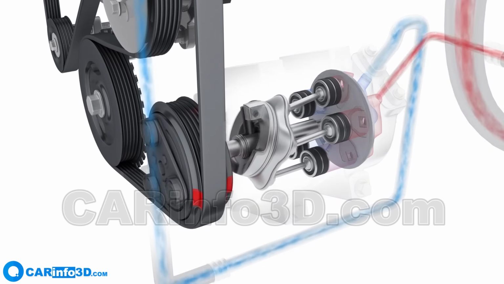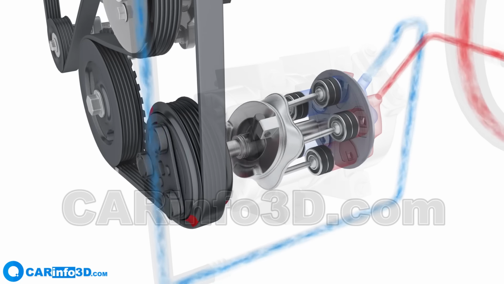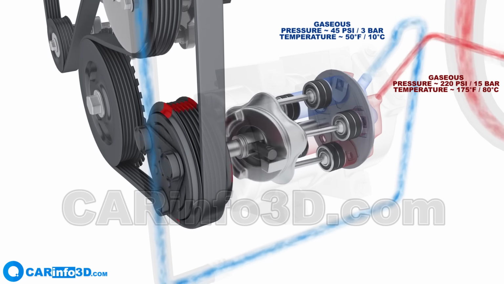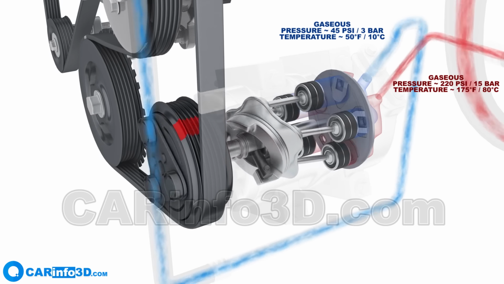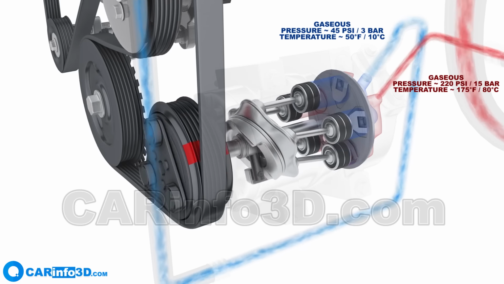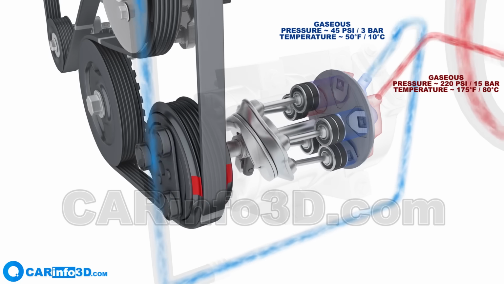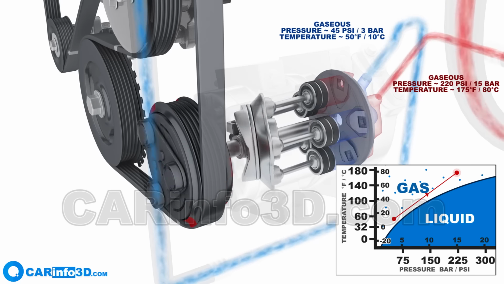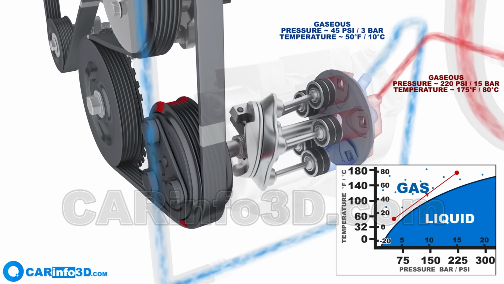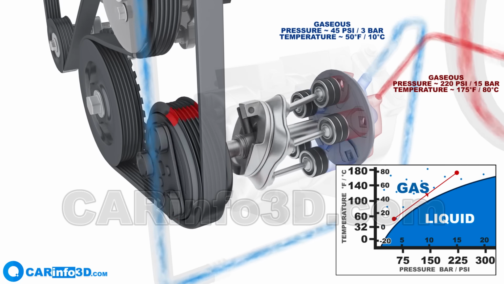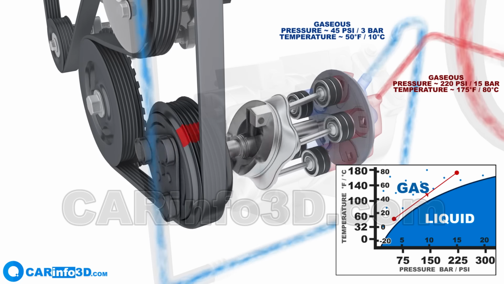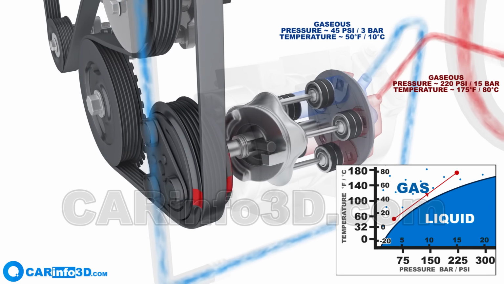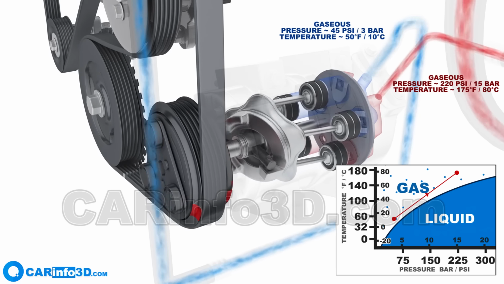The compressor forces the refrigerant to circulate in the system and also compresses the gaseous refrigerant, raising the pressure from 45 to 220 psi. As a result of the compression, its temperature increases to 175 degrees Fahrenheit. The graph indicates that the refrigerant is gaseous under these conditions. Now, it's easier for us to turn the refrigerant into a liquid by releasing heat into the surrounding air.